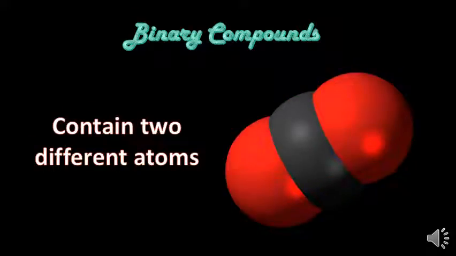This is binary. I know there's three kinds of atoms here. Well, two different kinds of atoms, but there's three total. But it's still binary because there's only two different types of atoms. There's one red one and one black one. Doesn't matter that there's two of the red ones.